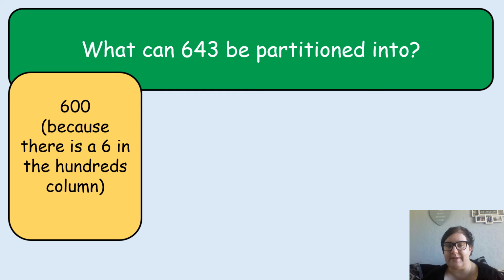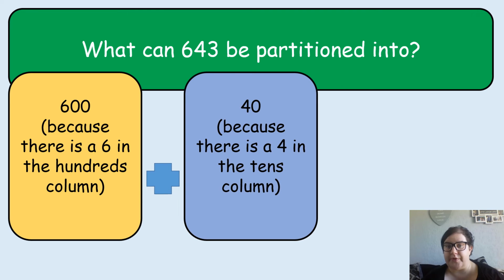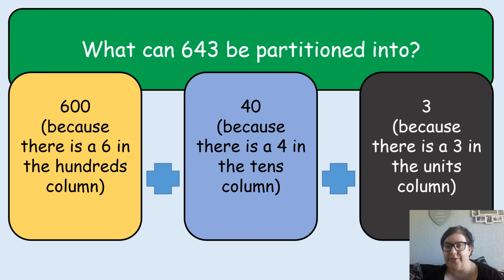600 because there is a 6 in the hundreds column. 40 because there is a 4 in the tens column. And 3 because there is a 3 in the units column.